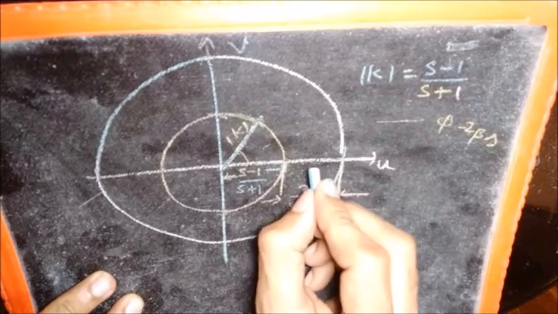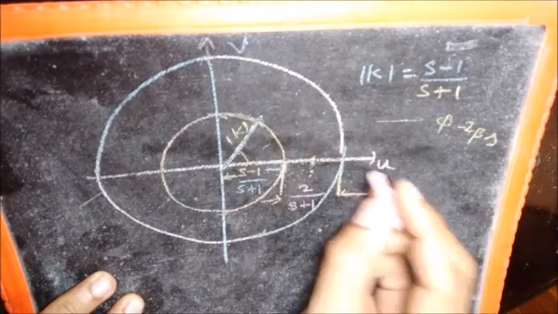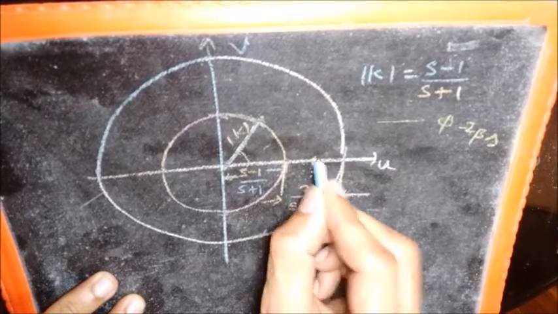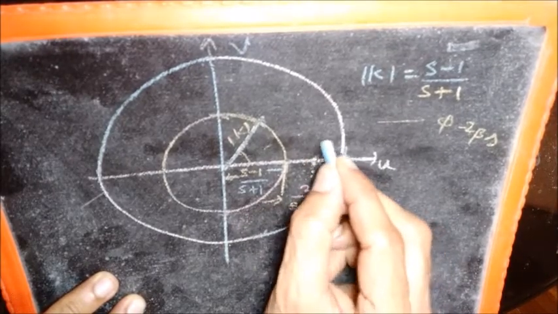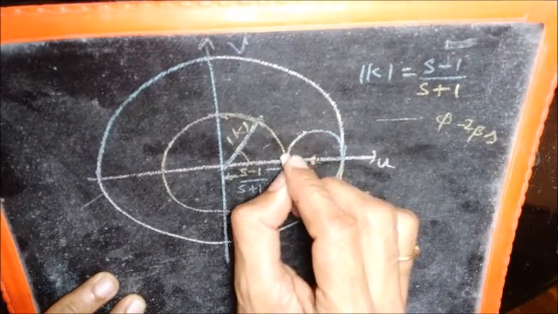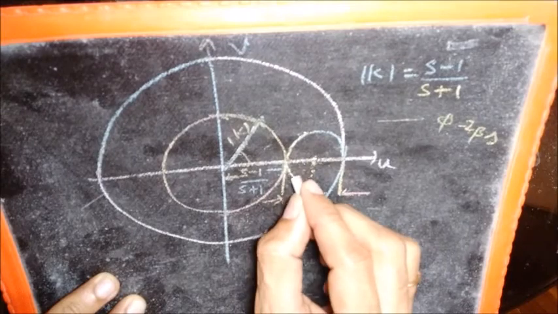Which means that if you draw a circle here with this as a center, that is the exact midpoint, you draw a circle here which has a radius 1 by s plus 1.